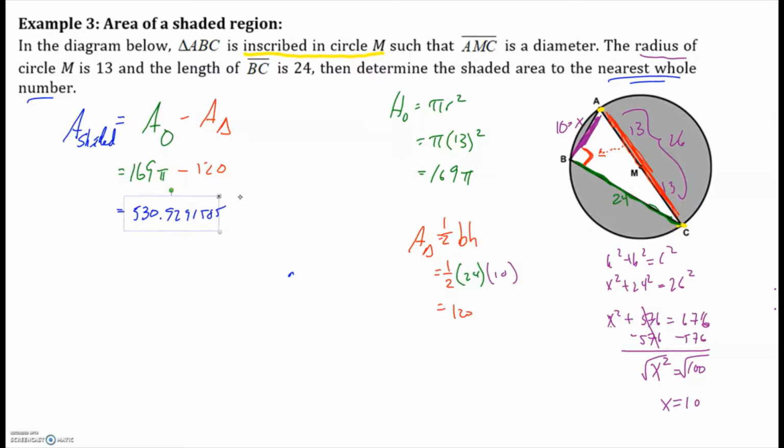530.9291585, and so on. I'm going to subtract the 120 from that. When I do that, that gets me a value of 410.9291585. And now I can round off to what they told me to, which is the nearest whole number. So that means it's approximately 411. And again, they didn't give us any units, so we're just going to simply say units squared.